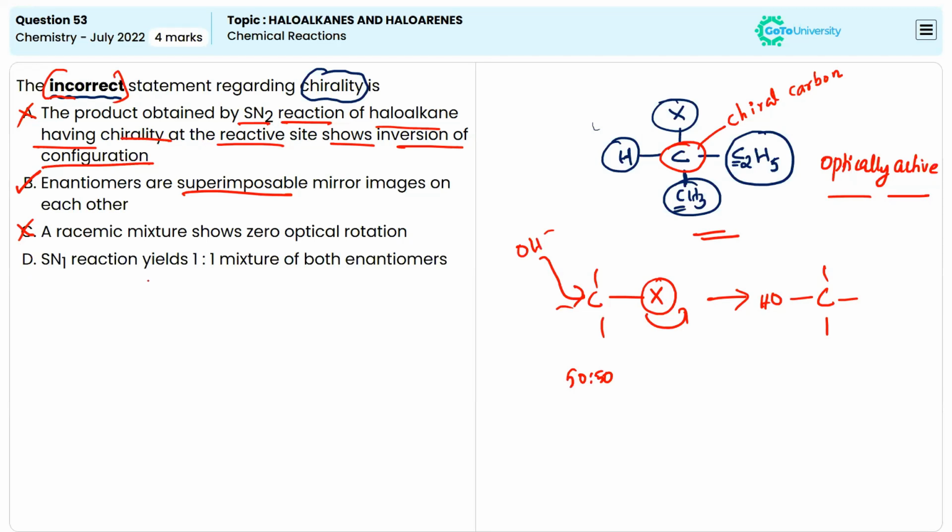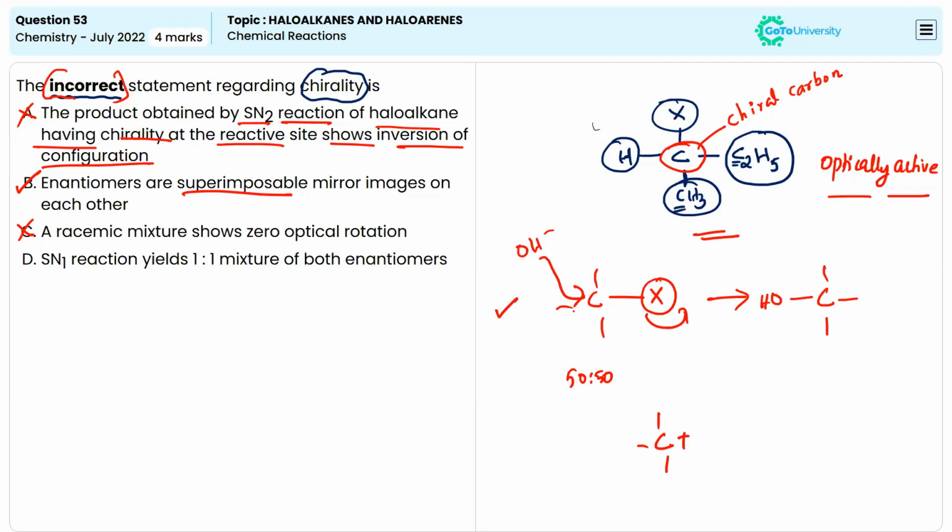Coming to option D, SN1 yields a 1:1 mixture of both enantiomers. SN1, SN2, I explained. SN2 means the attacking reagent is coming through the back side. But SN1 is a two-step process, right? In the first step, the halogen will leave and produce the carbocation. In the second step, the carbocation will be attacked by the incoming nucleophile. In the first step the leaving group already left, so the next incoming group can come either through the back side or through the front side. But in SN2, we have only one possibility.